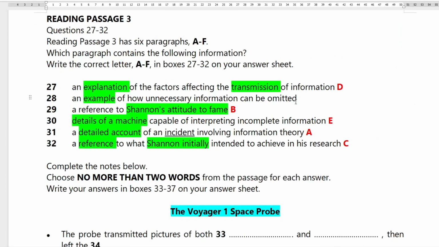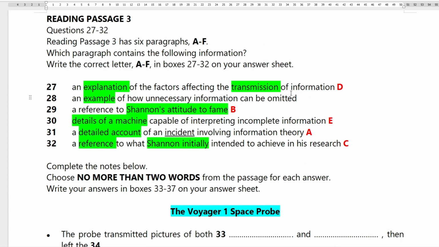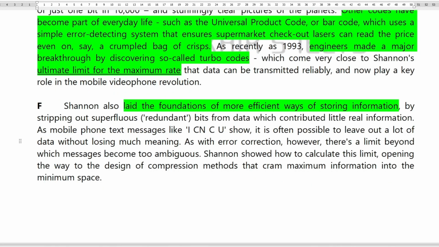That's what I think, as far as I can say. Omitted is like stripping out. So let's just choose F. Yes, let's just go with F. I probably think that's an F, because we're not left with any other paragraphs. So the last paragraph is F.